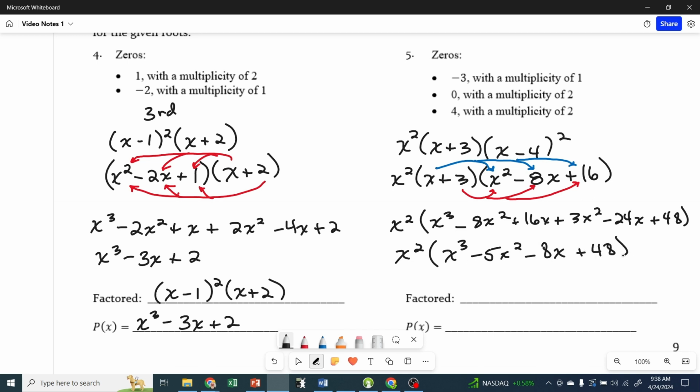Now we're going to distribute x squared, so we'll put this down here, x to the 5th minus 5x to the 4th, right? We add our exponents, minus 8x cubed plus 48x squared. And then factored, we would just keep this from the first line, x cubed, x plus 3, x minus 4 squared. Okay?